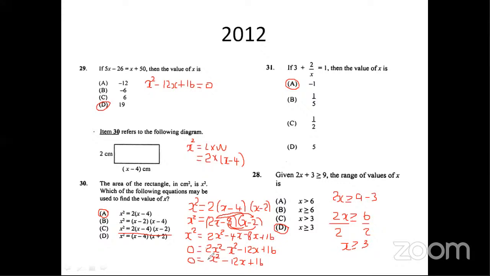In the next step, we are simplifying our x squared terms. So we have 2x squared minus x squared. We'd have gotten our x squared, and we write back the -12x, and we write back the 16.